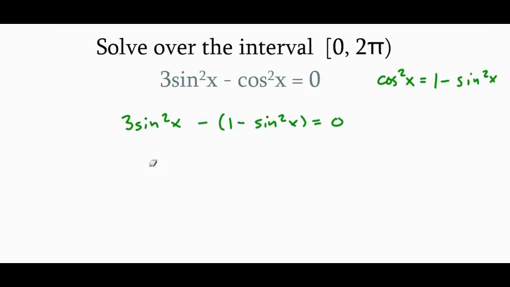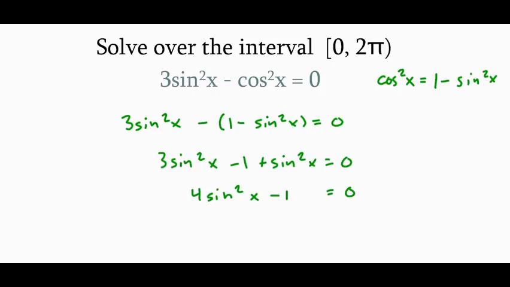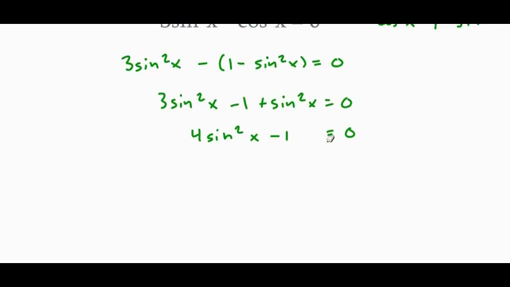Then I'm going to distribute my negative, so 3 sine squared x minus 1 plus sine squared. Now by doing this substitution, I have gotten this all in terms of sine squared, which should make it a lot easier for me to work with. So let's see, I'm going to go ahead and combine my terms. So that gives me 4 sine squared x minus 1 equals 0.